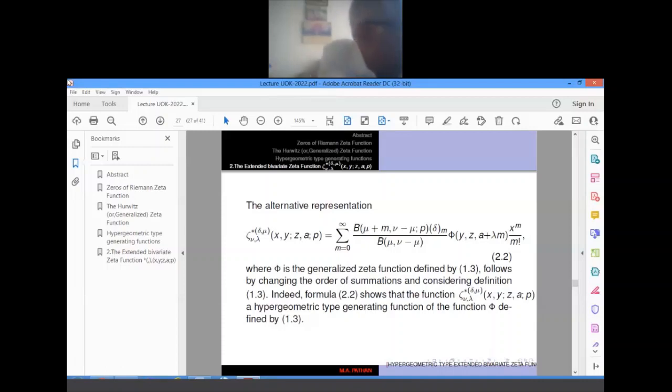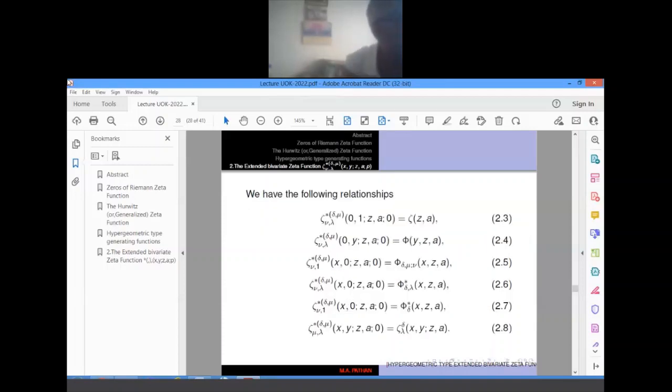and this is solved by changing the order of summation and considering definition 1.3. So just this is a Hamilton type derivative function of the function phi defined by 1.3.